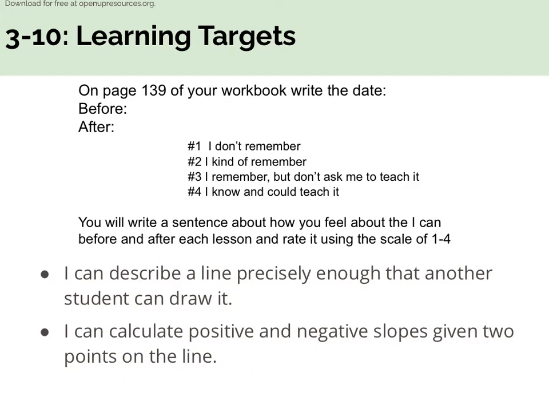Go ahead and go back to page 139. Read the I can statements: I can describe a line precisely enough that another student can draw it. I can calculate positive and negative slopes given 2 points on the line. Go ahead and give yourself a sentence on how you feel about that, and also give your number.